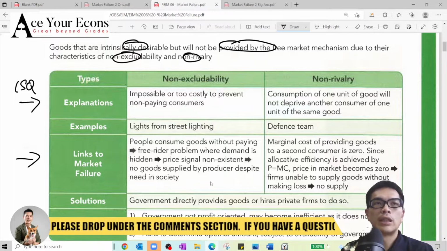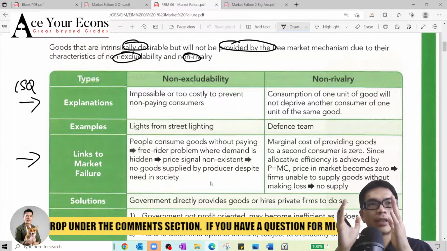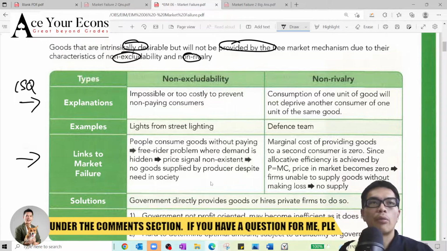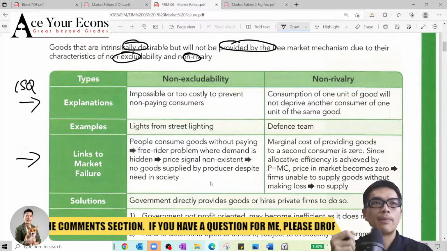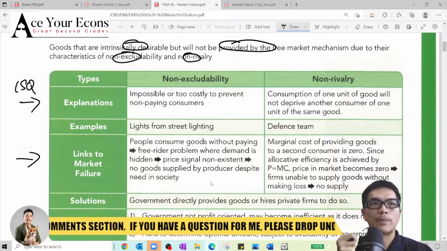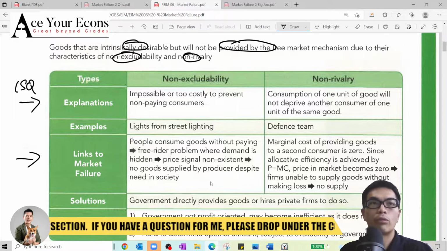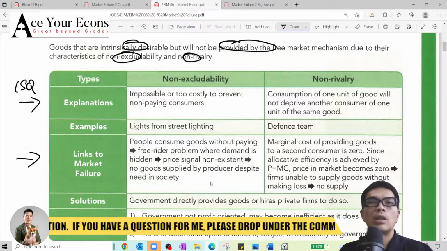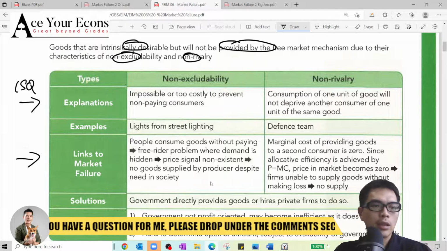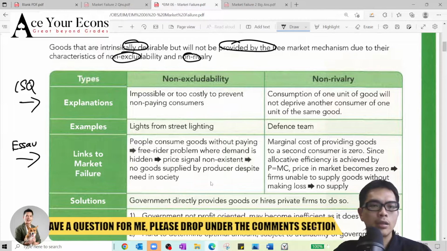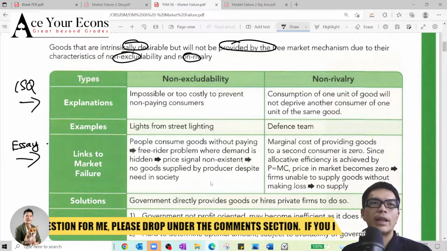And they will ask you to determine whether this is a public good or not. So based on these 2 characteristics, we are supposed to deduce whether this is a public good or not. We don't need to explain further with the second column, which is the links to market failure. We don't need that. If it's an essay for my H2 students, then you probably need this. You need to memorize this.